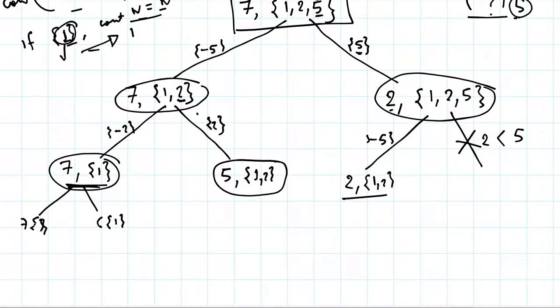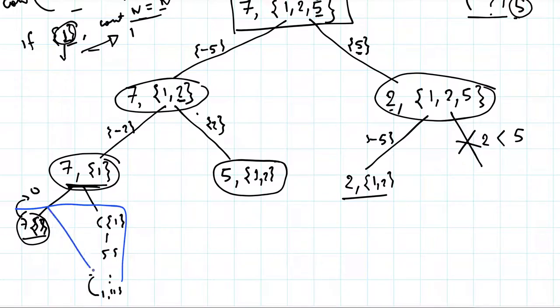So here 7 with empty, this will have 0, so this will return 0. This will in turn call 5 1, then 1, ultimately it will call 1 1, and will start returning 1. So we can stop here itself, that if we reach this case that there is only one coin, then we will return 1. So this has one way.